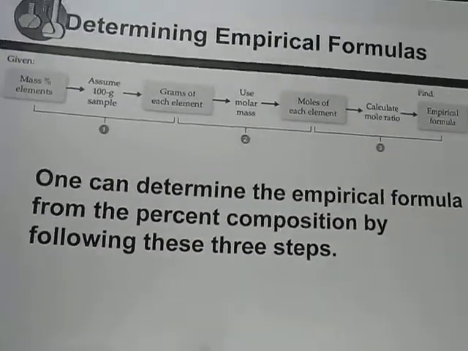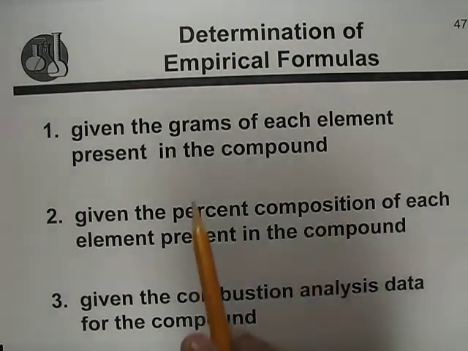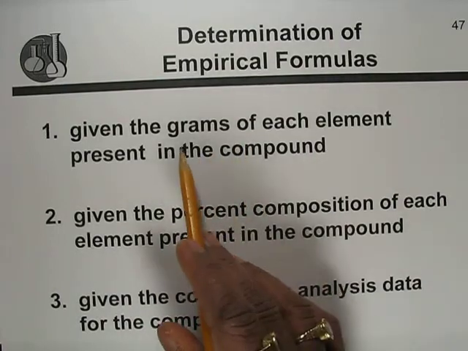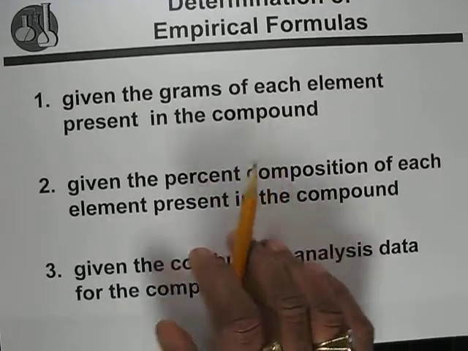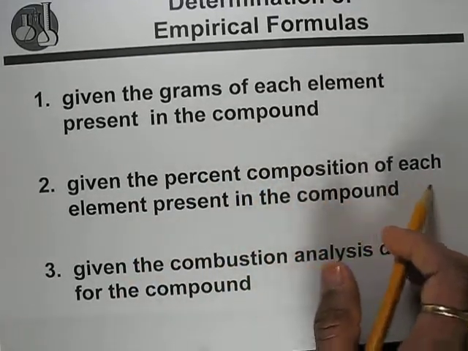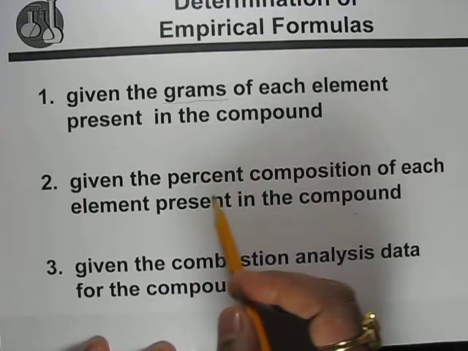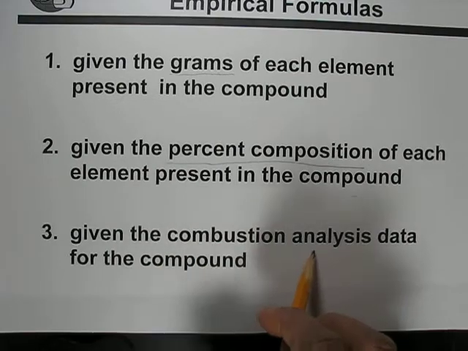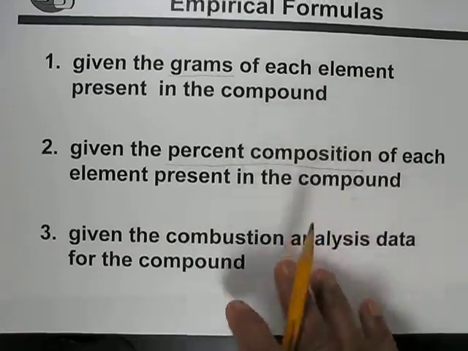So there are three methods to find the empirical formula. Number one, if we know the gram amount of each element present in the compound; number two, if we know the percentage composition of each element present in the compound; or number three, if we know the combustion analysis data of the compound. So there are three methods by which we can find the empirical formula.